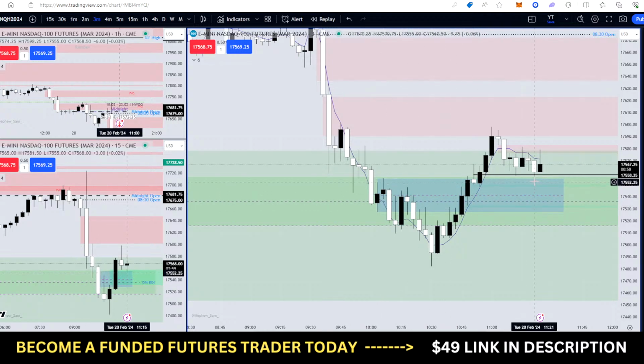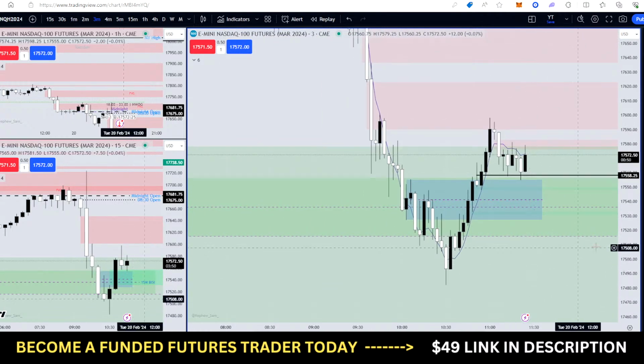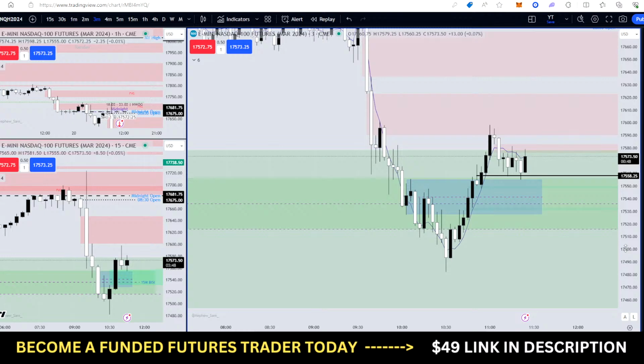So I drew this one up, and it looks like we already tapped right to the edge of it with the previous 3 minute candle. So we'll see if this one holds, but I'm a little optimistic on this one right now. All right, we're almost halfway through the hour, so we got about another 35 minutes in this morning session.